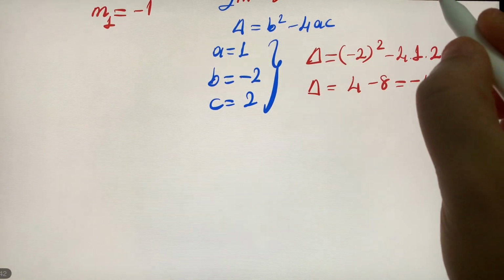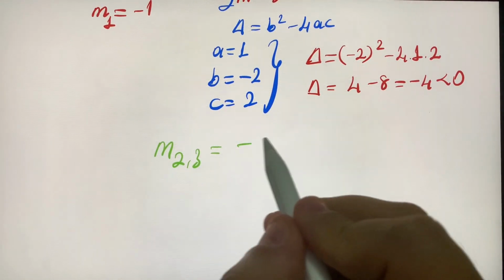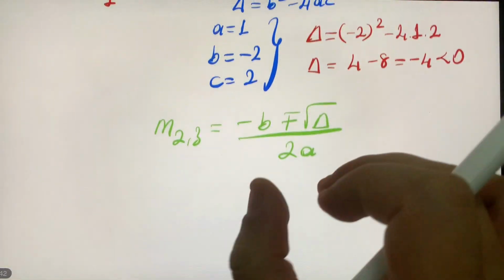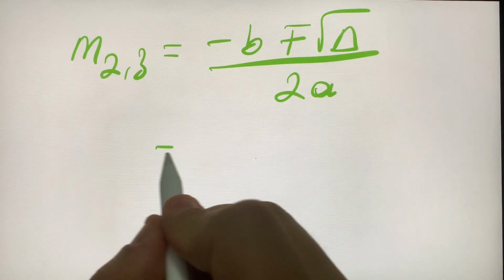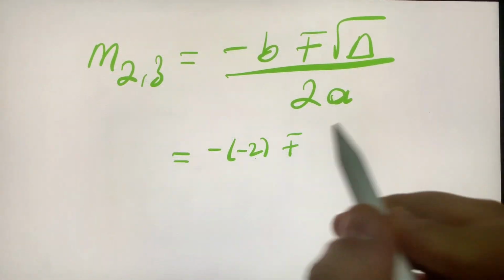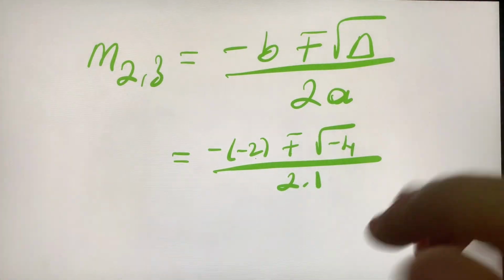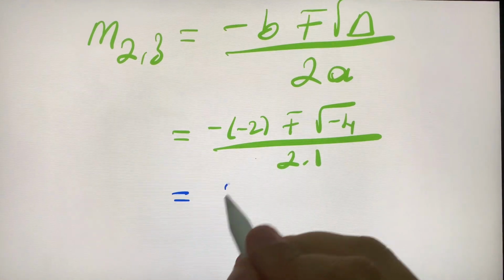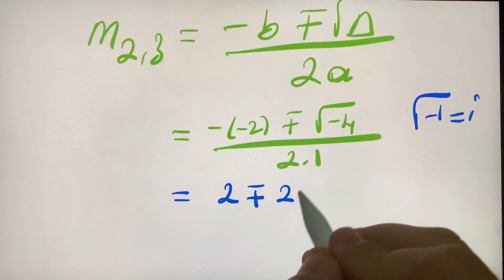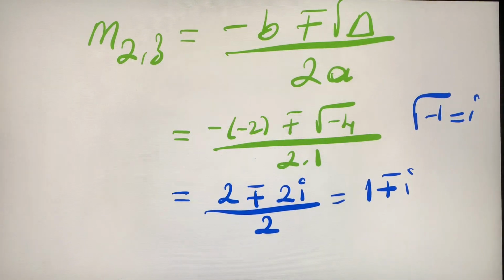If I want to find the roots now, m2,3 equals minus b plus minus root delta over 2a. What was the expression we called b? Minus minus 2 plus minus root of minus 4. When we go 2 plus minus, minus 1 in the root, we know that it is i, so if we simplify, 2 divided by 2, we get 1 plus minus i.